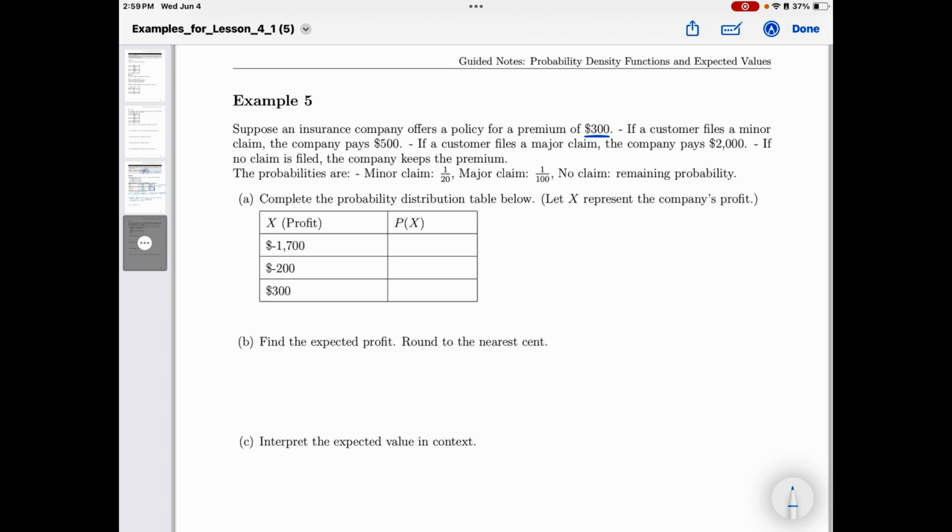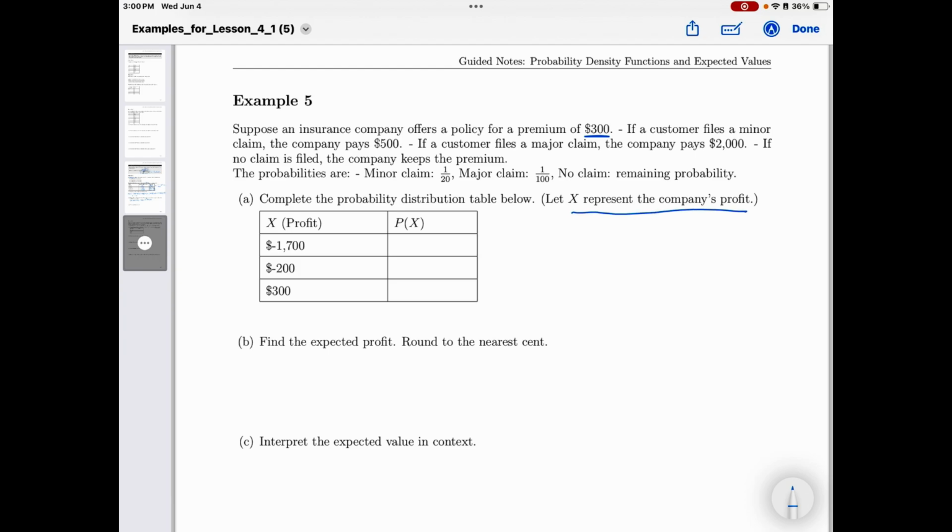The probabilities are: for a minor claim, there's a chance of 1 in 20 of someone filing. For a major claim, there's a probability of 1 in 100 of people filing. And then no claim is, of course, the remaining probability, which we will figure out. So the first thing we're going to do is complete the probability distribution table. X is going to represent the company's profit.